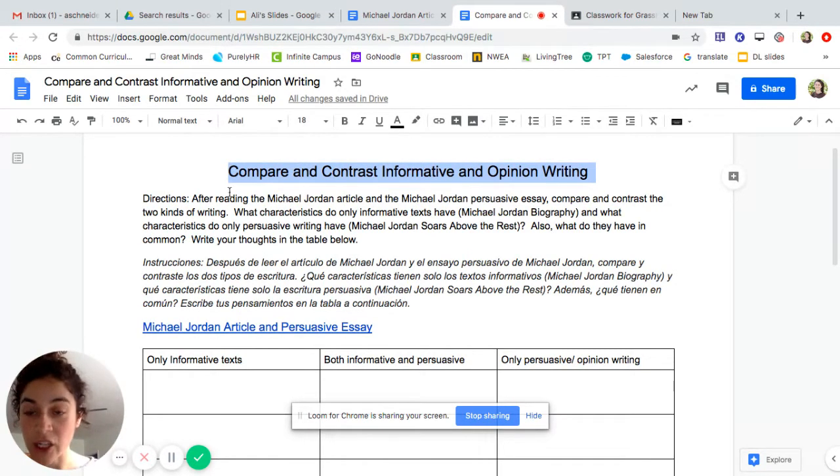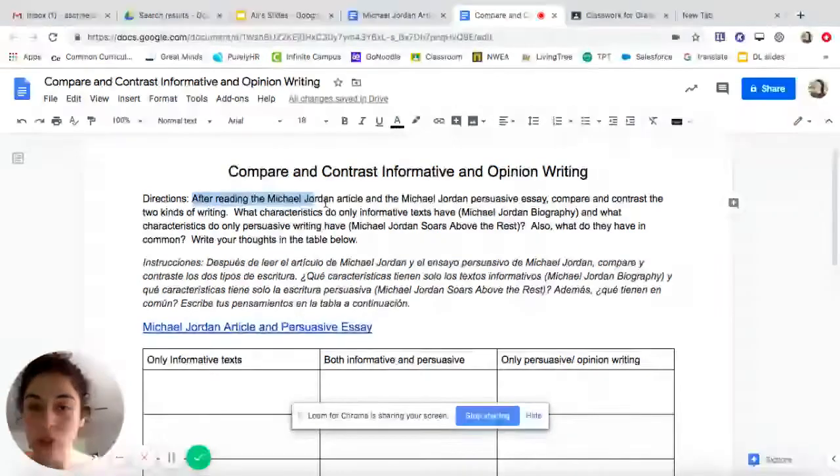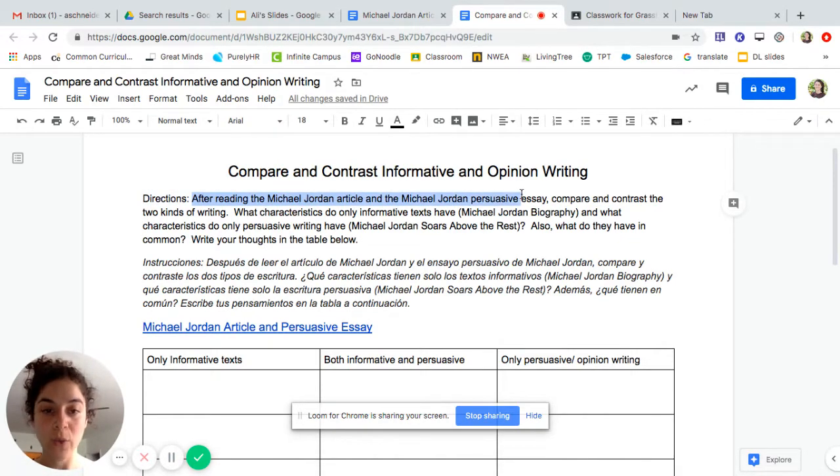So let's read the directions to know exactly what we're going to need to do. After reading the Michael Jordan article and the Michael Jordan persuasive essay, compare and contrast the two kinds of writing. What characteristics do only informative texts have, which is the Michael Jordan biography, and what characteristics do only persuasive writing have, which is the Michael Jordan soars above the rest essay? Also, what do they have in common? Write your thoughts in the table below, which is right down here.